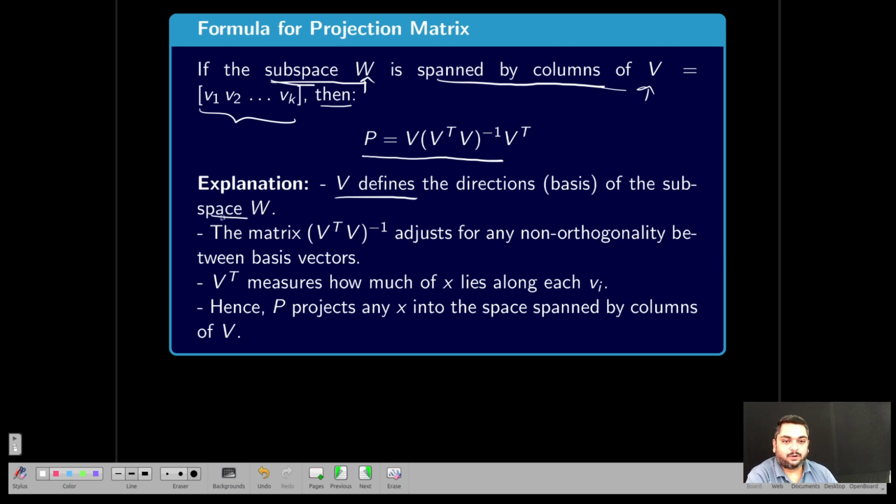How is W formed? W is the subspace formed using the basis of the column space of the matrix V. Now we'll come back to other points. First, let us understand this point. So what are they saying?